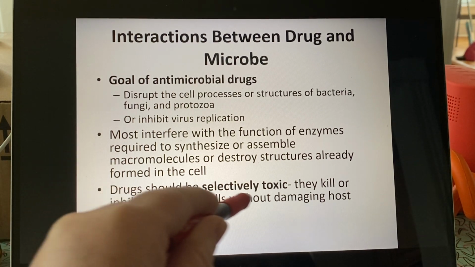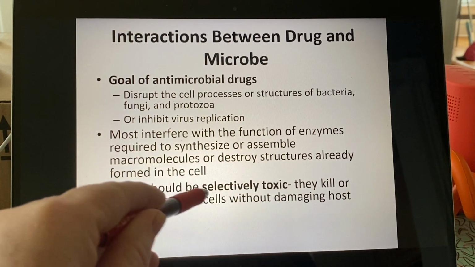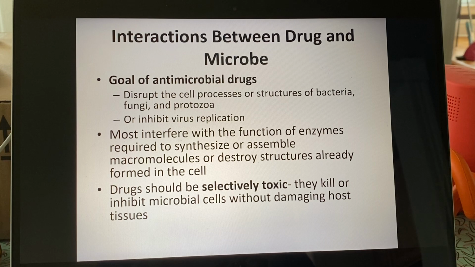One term that I definitely want you to know is selectively toxic, or another way to say that is selective toxicity. What that means is that the drug is going to either kill, inhibit, or inactivate microbial cells or viruses without damaging your tissues. Okay, that's the dream. Is it possible? Not 100%. There are some drugs that are better for that.